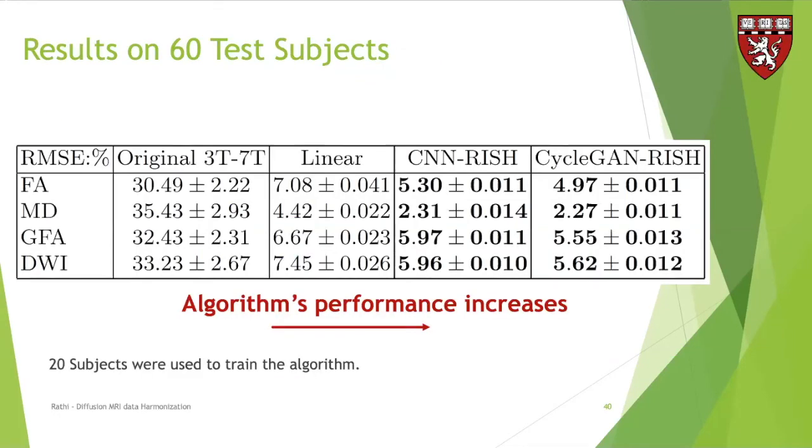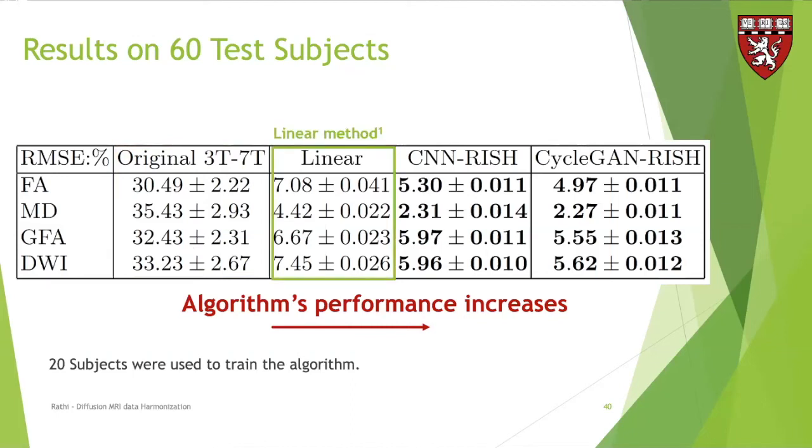So here I'm showing the test results on 60 test subjects. We just learned from the data of 20 subjects and then tested on totally unknown 60 test subjects, which were obviously not in the training. What you see here is that for the original data set, these numbers are the percentage difference between the original 3T and the 7 Tesla data in the root mean squared error, percentage error, in FA, mean diffusivity, generalized fractional anisotropy, and the diffusion weighted images themselves. It's about 30-35% differences between them.